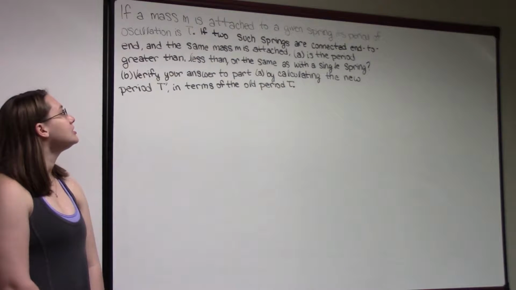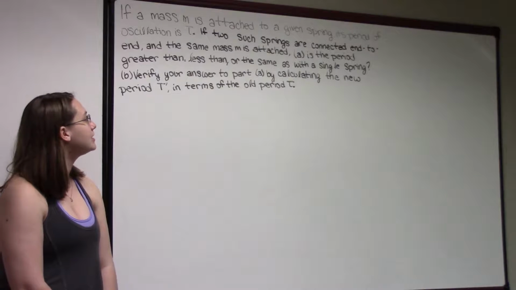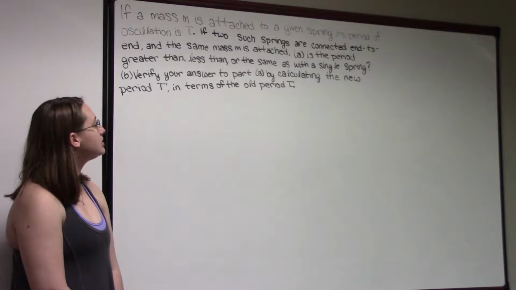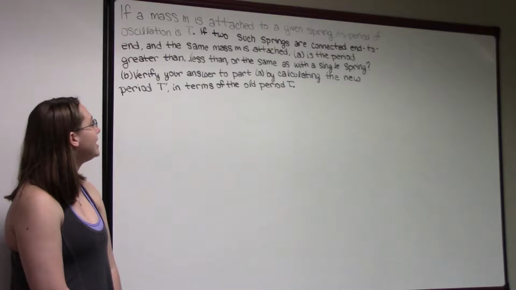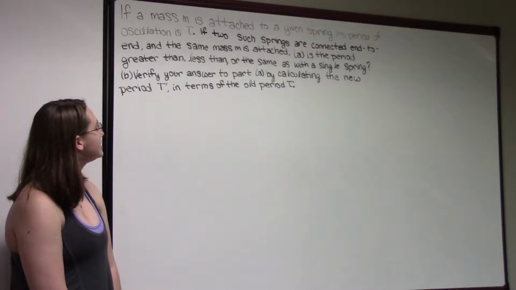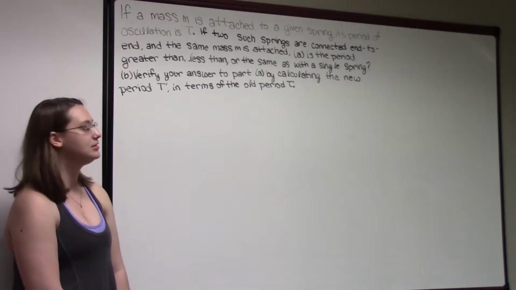Alright, so this question is, if a mass m is attached to a given spring, its period of oscillation is T. If two such springs are attached end to end and the same mass m is attached, A, is the period greater than, less than, or the same as with a single spring, and B, verify your answer to part A by calculating the new period T prime in terms of the old period T.